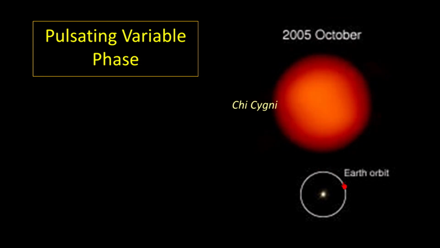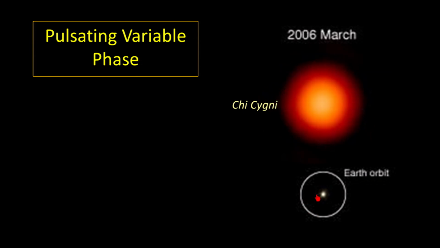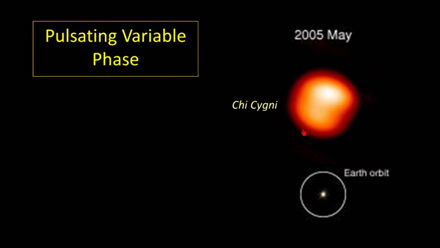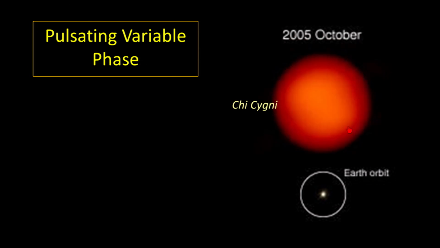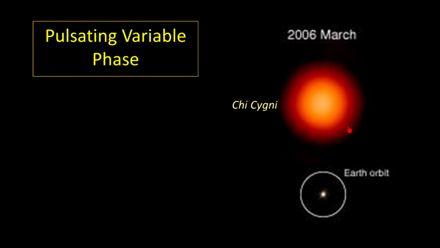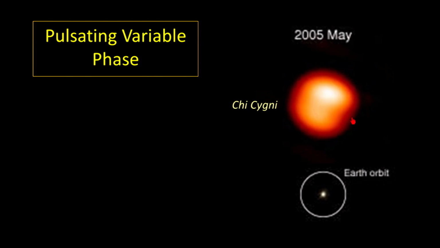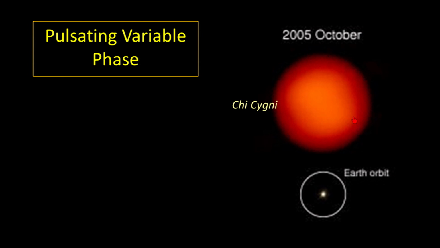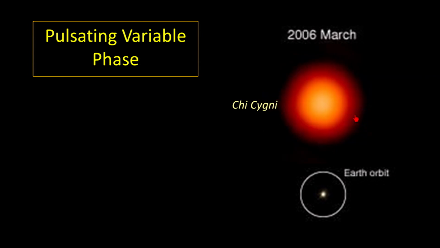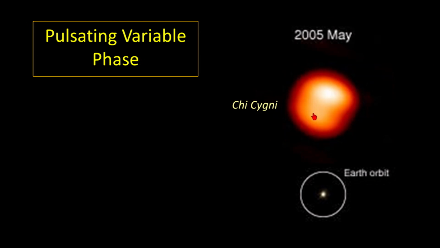Now, for a sense of scale, notice this is the size of the Earth's orbit, so this is 1 astronomical unit right here. Notice this star is growing bigger, and then smaller, and then bigger, and then smaller. So this star is literally pulsating its outer envelope, growing steadily larger over a period of months, and then growing smaller over a period of months. And then it repeats, bigger and smaller and bigger and smaller.